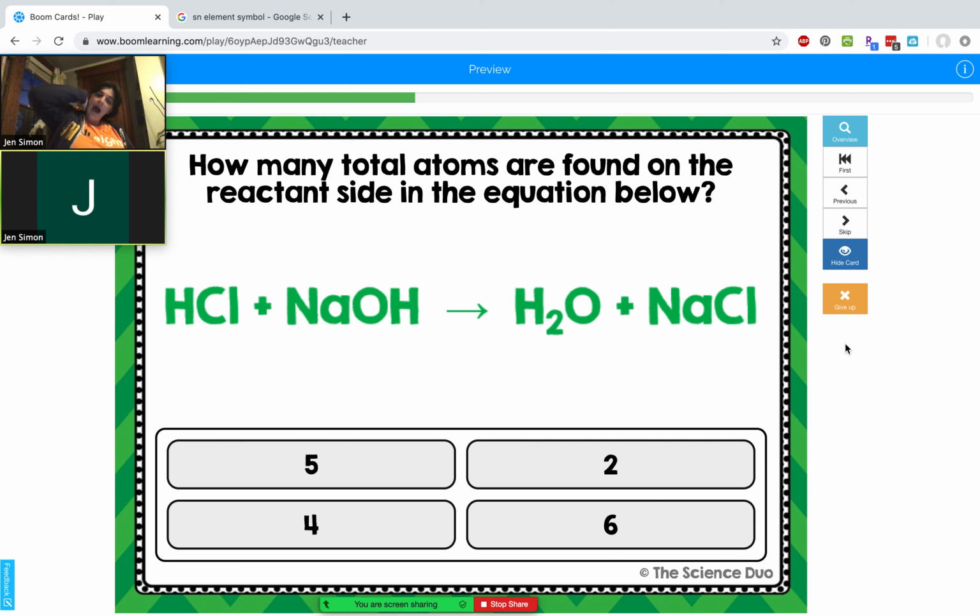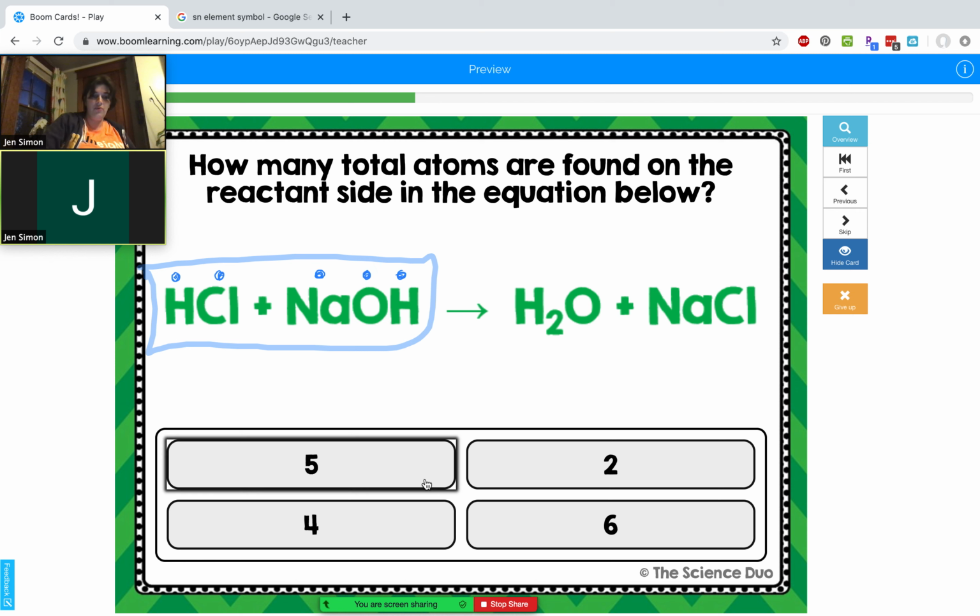So this one wants to know how many total atoms are found in the reactant side of the equation below. So reactants are on the left. So we have 1 hydrogen, we have 1 chlorine, we have 1 sodium, 1 oxygen, and another hydrogen. So I count 5.